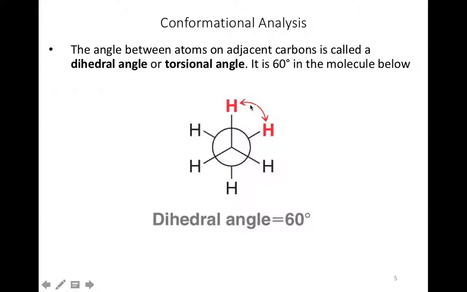To describe these different conformations, oftentimes we specify what's called the dihedral angle or the torsional angle. And so if we imagine this just being two dimensions, right, this angle would be 60 degrees, and so this dihedral angle is 60 degrees.